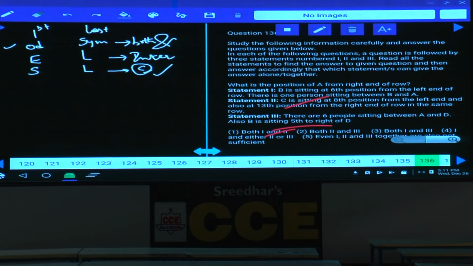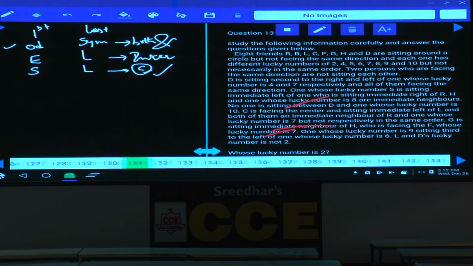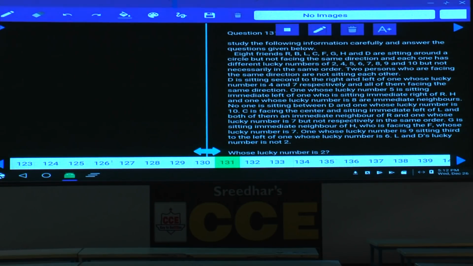Question numbers 136 to 140. Now, in these question numbers 136 to 140, what is given here? These questions are based on data sufficiency, 136 to 140, isn't it? Now, 136 to 139. 131. Acha, there is a puzzle, one more puzzle is there. 131 to 135. Now, in this 131 to 135, tell me what is the information here?